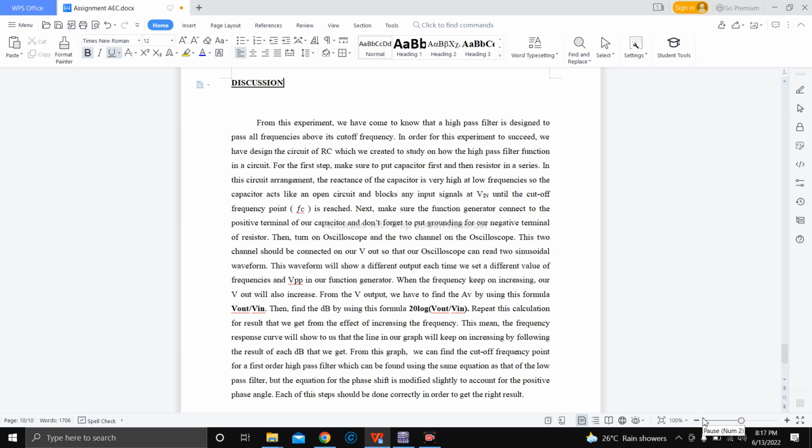And then we will move on to the discussion and conclusion part, which will be presented by Ahmad Bashir. Okay, my name is Ahmad Bashir. Throughout our experiment, we have come to know that a high pass filter is designed to pass all frequencies above its cut-off frequency. For this experiment, we designed an RC circuit to study how the high pass filter functions.